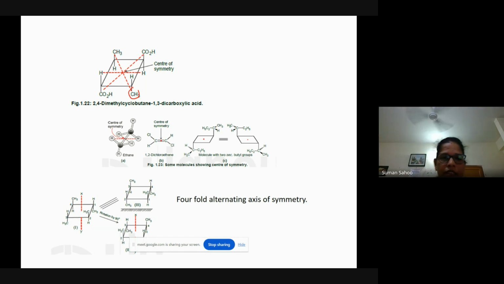So here, if you just see this molecule, we have rotated it through 90 degrees, and if you rotate it through 90 degrees and then make a mirror image of this one, then we will get the same molecule. So this has a fourfold alternating axis of symmetry.